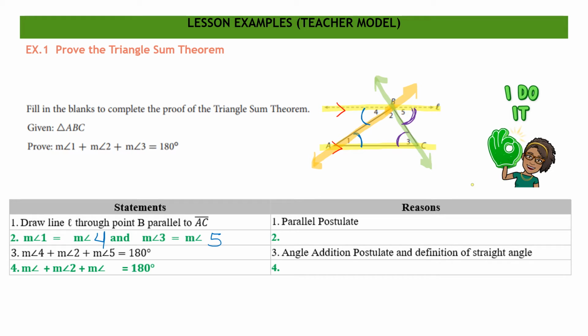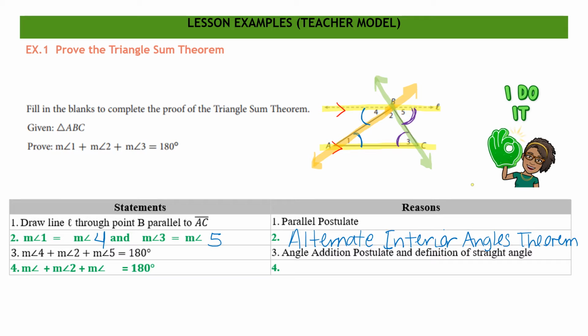So looking at the relationship of angles 1 and 4, and looking at the relationship of angles 3 and 5, I see that they're both alternate interior angles. And we know that alternate interior angles are equal to each other. So that is the theorem that we're using to state the reason why these 2 pairs of angles are equal.